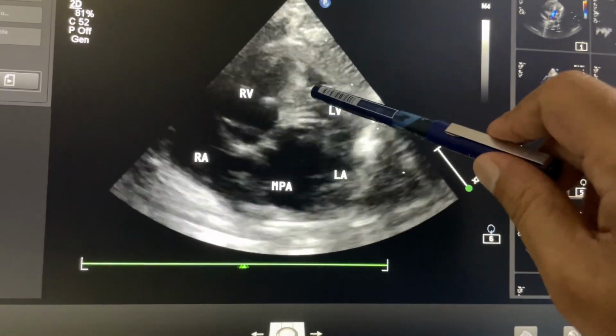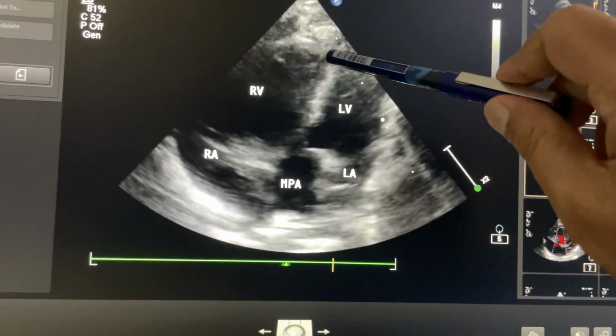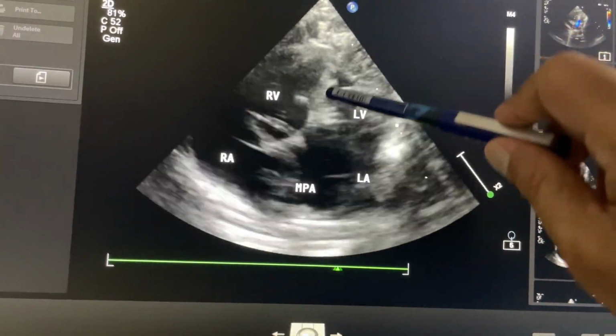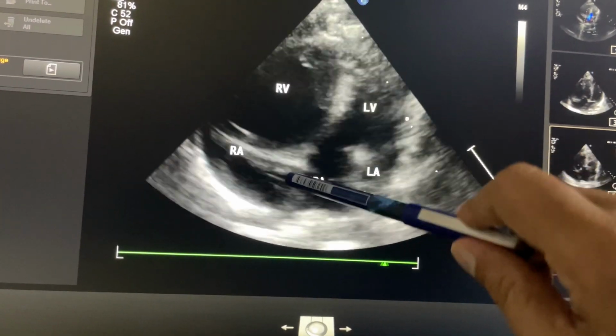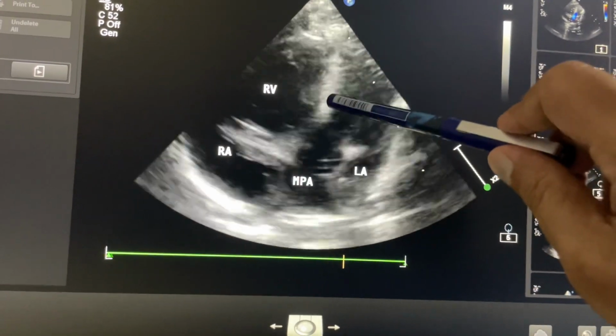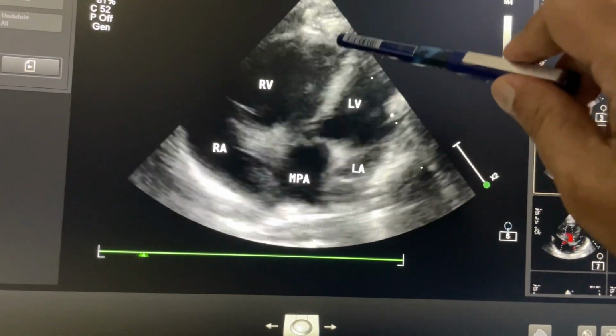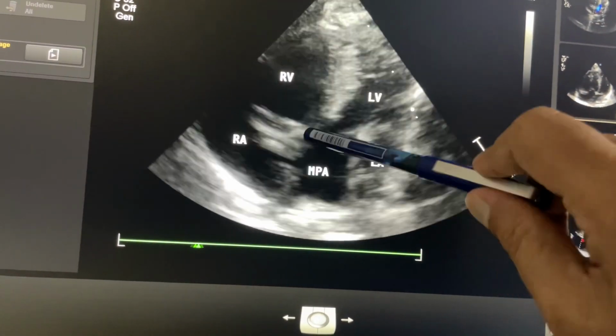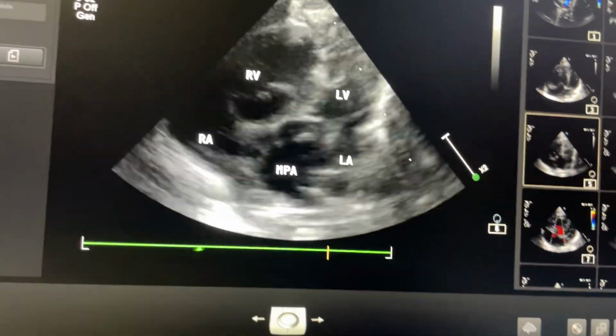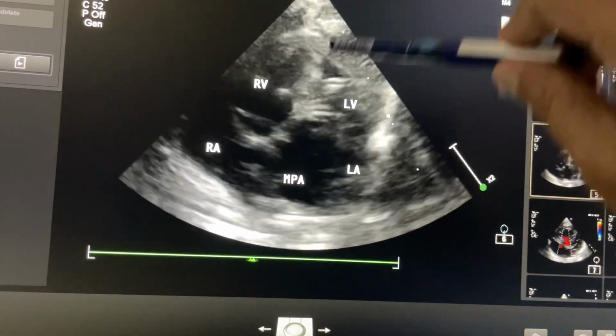Another thing that you can see, there is no angulation between the interventricular septum and the anterior wall of main pulmonary artery. You can see in this image, this is IVS and this is the anterior wall of main pulmonary artery. So both are in the same plane.